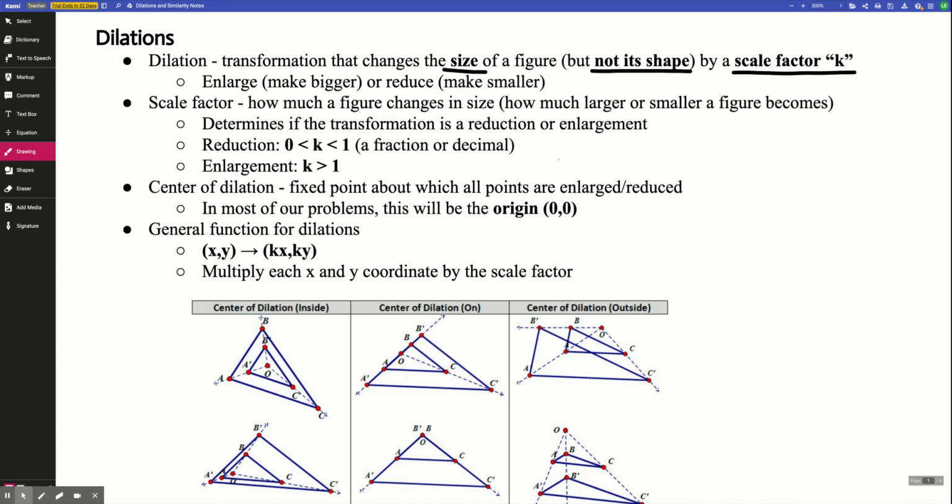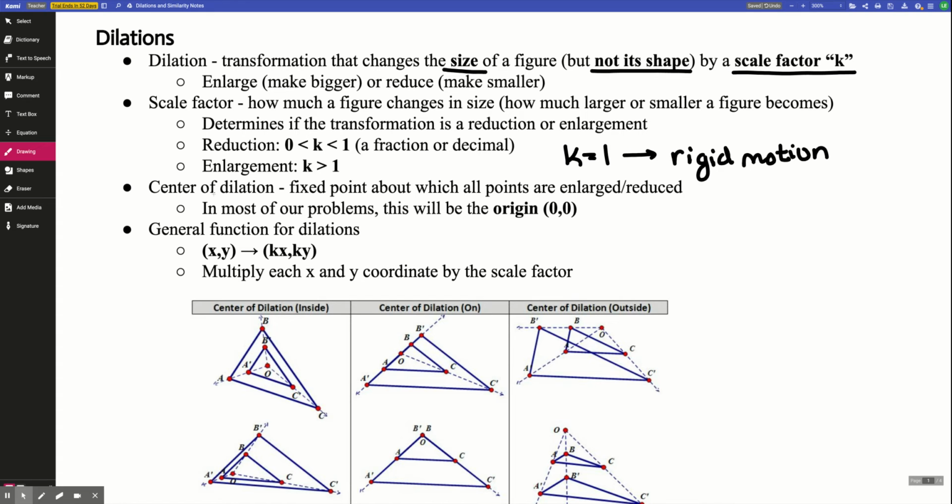A reduction is if the value of k, the scale factor, is between 0 and 1. That's saying I'm going to make this a quarter as large or half as large as it was. So typically you're looking for a fraction or a decimal, but a proper fraction, not an improper fraction. It just has to be a number between 0 and 1. If the value of k is exactly 1, k equals 1, that is a rigid motion. A value of k equals 1 basically just means that I'm multiplying the shape's size by 1, so the size is not going to change.